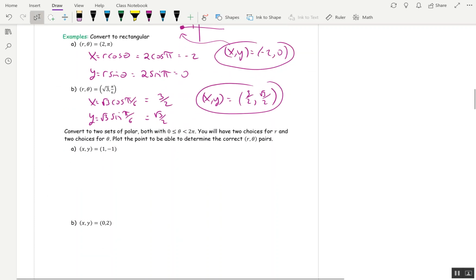All right. Going the other direction is a little more difficult because you have some choices to make. So the first thing I'm going to do is find r.